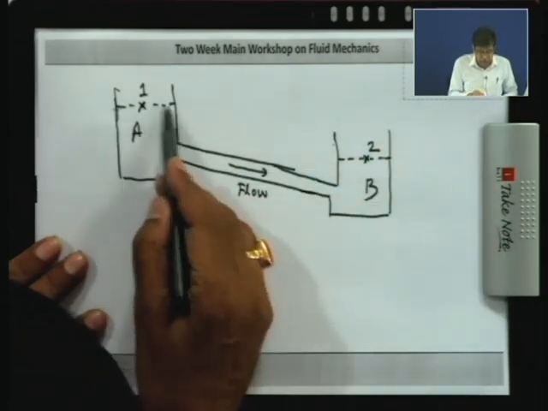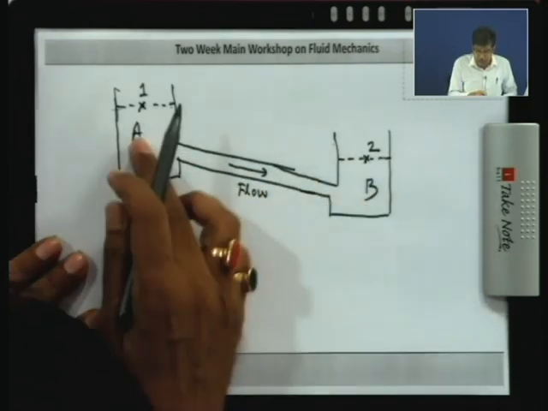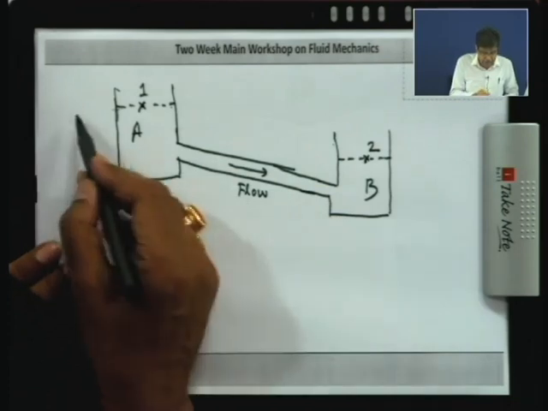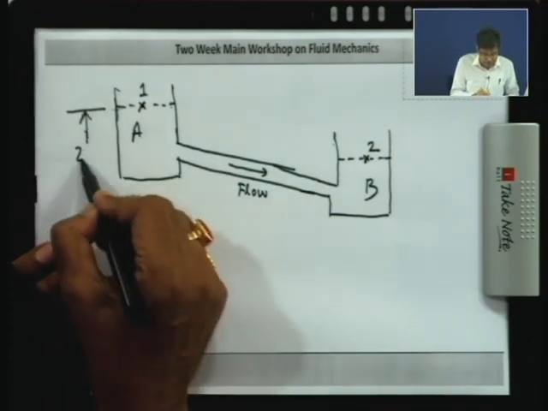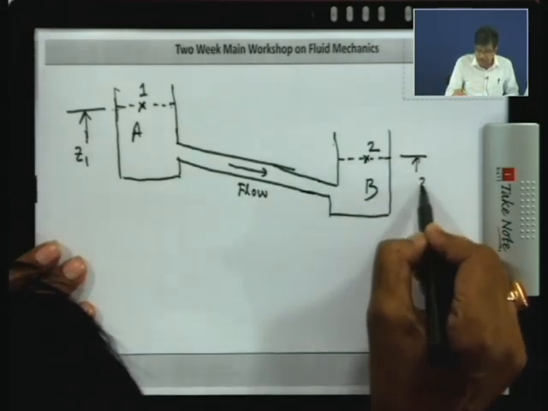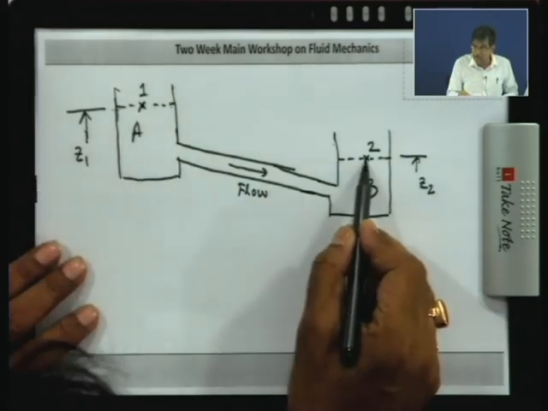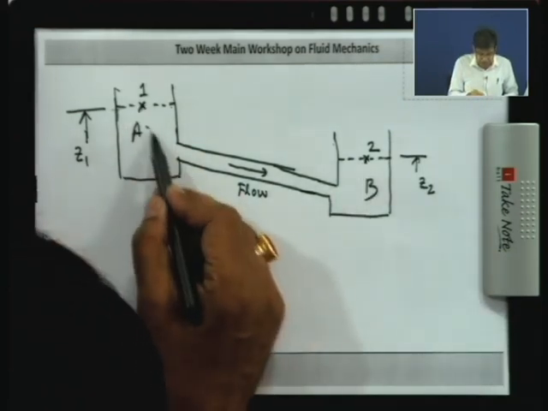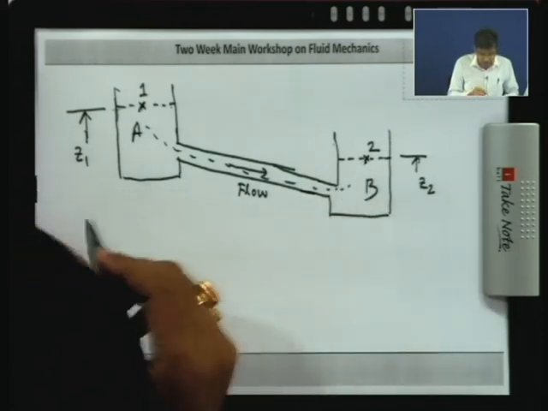But if you maintain a constant height, that means this energy is constant, then the flow will continually take place. Let us consider from any reference datum, this height is Z1 and this height is Z2. Now, if we simply write the energy equations at these 2 points, or Bernoulli's equation along a streamline connecting these 2 points, then what will you get?